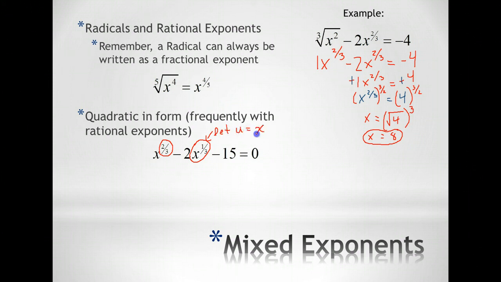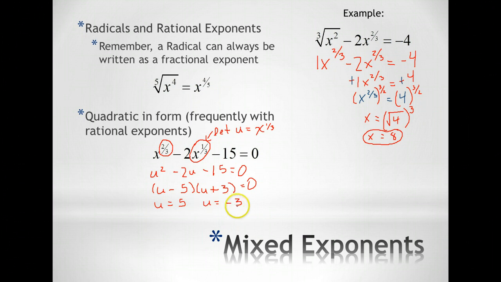U is always going to be the piece of the middle term that I have to square to get the first term. So when I rewrite this using u substitution, I get u squared minus 2u minus 15 equals 0. So then when I go ahead and factor that, two things that multiply to give me negative 15 and add to give me negative 2 are negative 5 and positive 3. So I get u equals 5 and u equals negative 3.